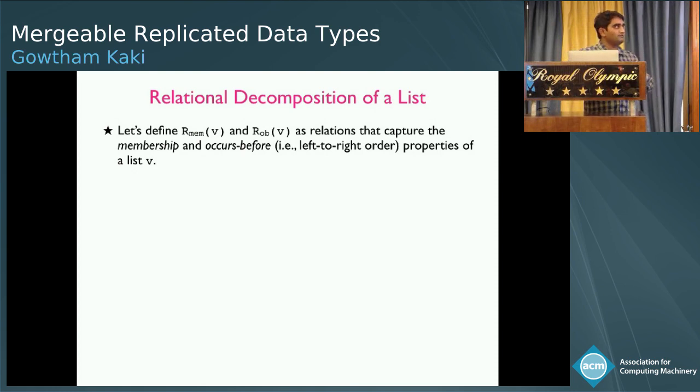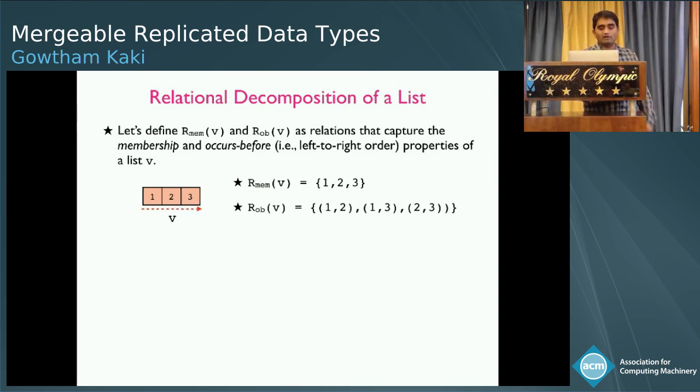So we define what we call relational abstractions of a list. We define two relations, the membership relation and an occurs-before relation, that capture the membership and left-to-right order properties of a list. In a concrete example, if the list is 1, 2, 3, the membership relation is the set {1, 2, 3}, and the ordering relation is the tuples (1, 2), (1, 3), and (2, 3). These are the set of all the members in the list, and the set of all pairs (x, y) such that x occurs before y in the list.